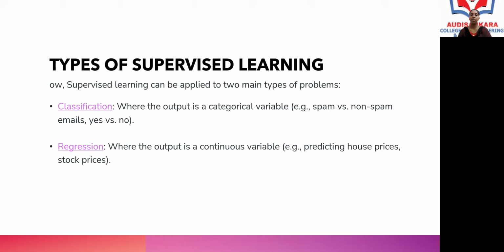Types of supervised learning. Supervised learning can be applied to two main types of problems: classification and regression. Classification means where the output is a categorical variable, for example, spam versus non-spam emails, yes or no. Regression means where the output is a continuous variable, like predicting house prices and stock markets.